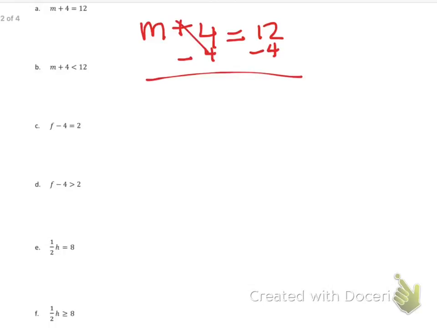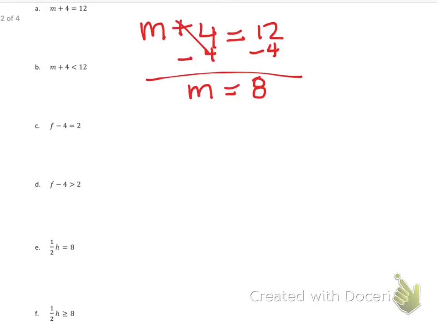These are still exercises. Okay, m plus 4 equals 12. Oops, hold on. There we go. I want to isolate the m, so I'm going to subtract 4 from both sides. And we get m equals 8. The only thing that makes it true is when m equals 8.